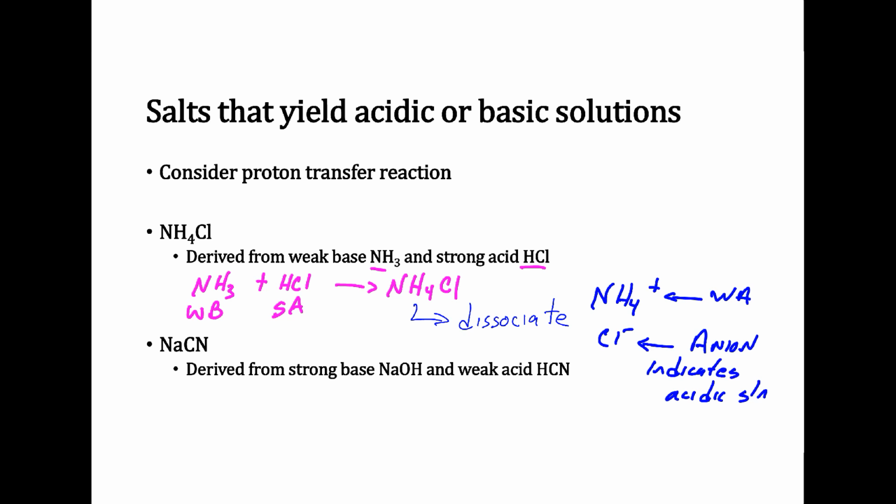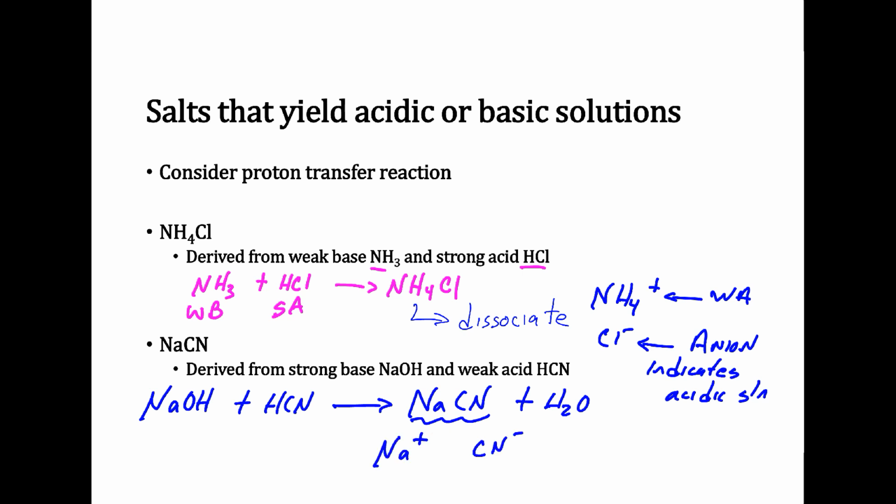Whereas if we were to look at another example, here we're looking at sodium hydroxide and hydrocyanic acid. So we have NaOH plus HCN yields sodium cyanide plus H2O. Here, this is our salt, and this will dissociate into sodium and cyanide. And so this sodium cation would indicate to you that this would be a basic solution.